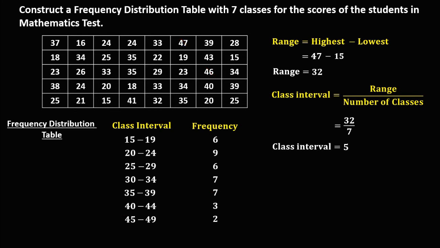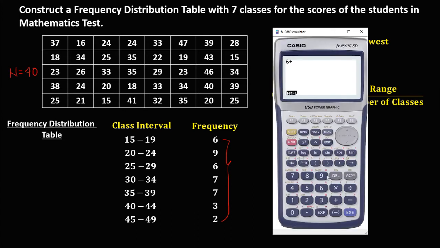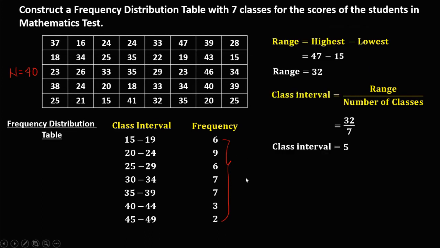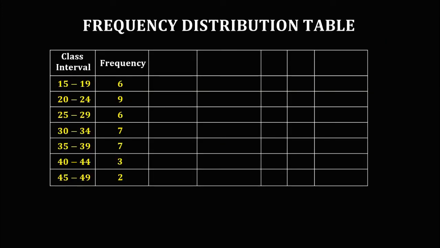Then to check the frequency, we need to add these frequencies. And we all know that the total number of scores is 40. So we have 6 plus 9 plus 6 plus 7 plus 7 plus 3 plus 2, and this should be equal to 40. Then to complete this frequency distribution table, we need to solve for the midpoint.